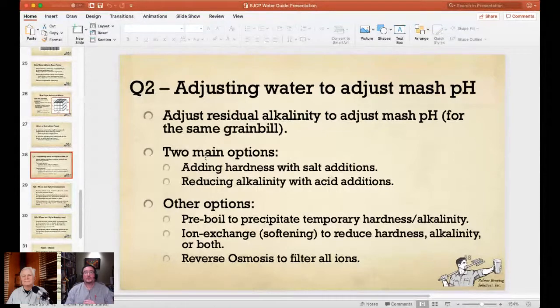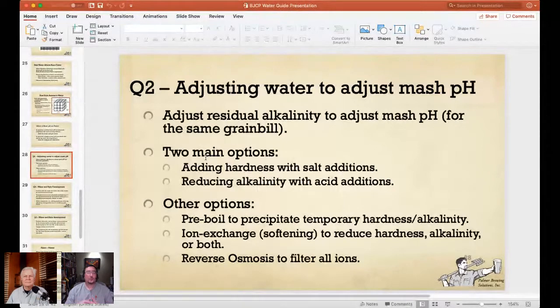What we're going to do is adjust the residual alkalinity to adjust the mash pH, all else being equal for the same grain bill. You have 2 main options. You can either add hardness with salt additions, or you can reduce the alkalinity of the water with acid additions. And that can be either lactic acid, phosphoric acid, hydrochloric acid, or citric acid too.